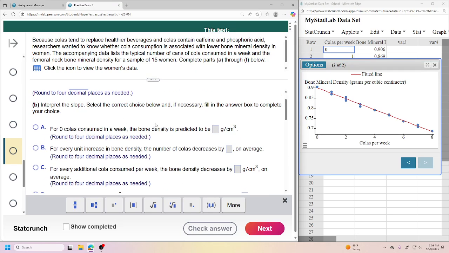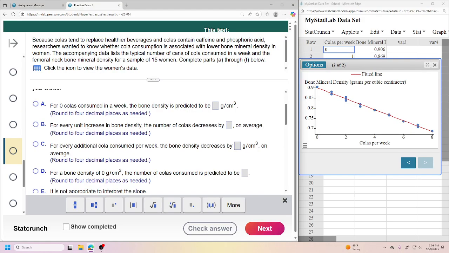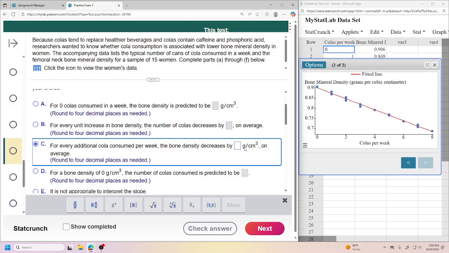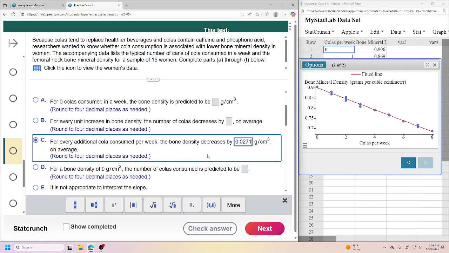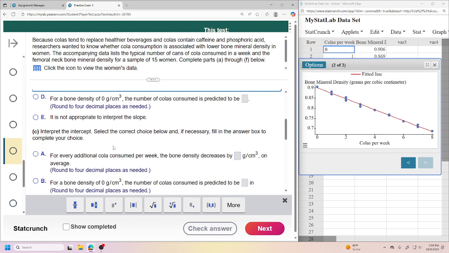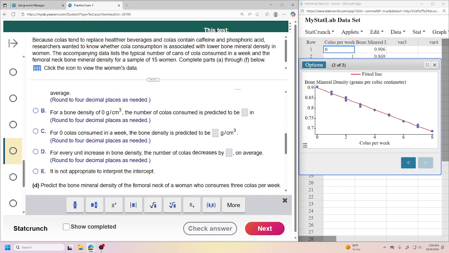It says interpret. Okay. So for every increase, bone density, number of colas decreases. Yeah, I can see decreases. So I like this guy then. And then I'm just going to literally type that same number in there. 0271. The intercept. It's kind of like where we start. 0 colas, blah, blah, blah. Yeah, exactly. That makes sense, right? So that would be the 9004.